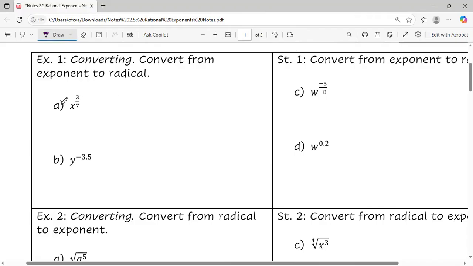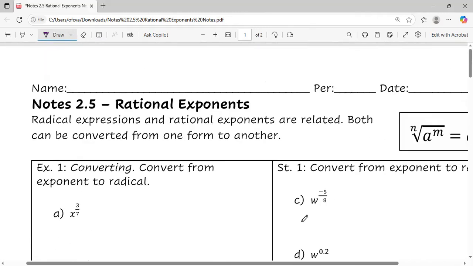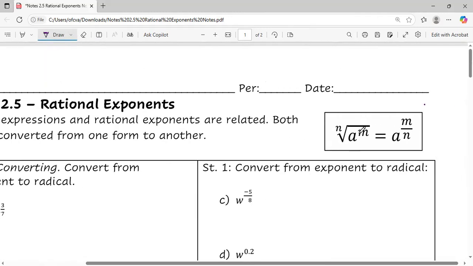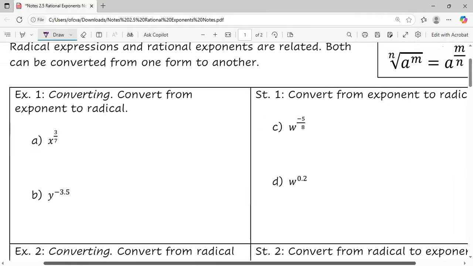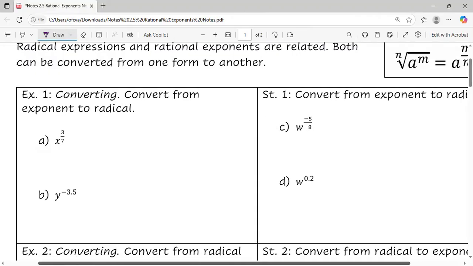So right here, x to the 3/7. Remember from here that your power basically becomes the numerator and your index is the denominator. So if you can remember that the index is the denominator, that's pretty much all you need. The base stays the same, the base doesn't change. So your index is your denominator.